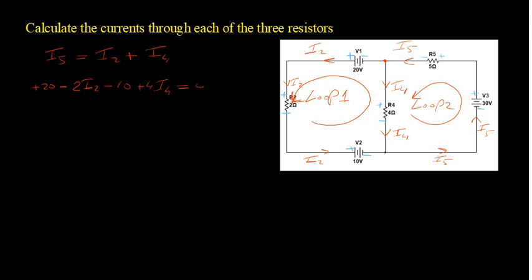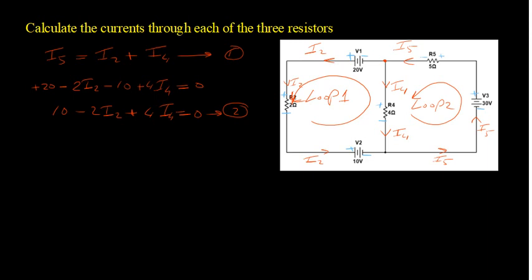And that's my loop. Let's simplify the circuit. It's going to be 20 minus 10, that gives me 10, minus 2 I2 plus 4 I4 equals 0. Good. So that was my first loop equation. This is my second equation.